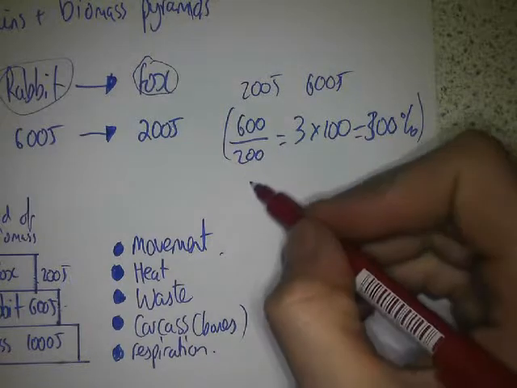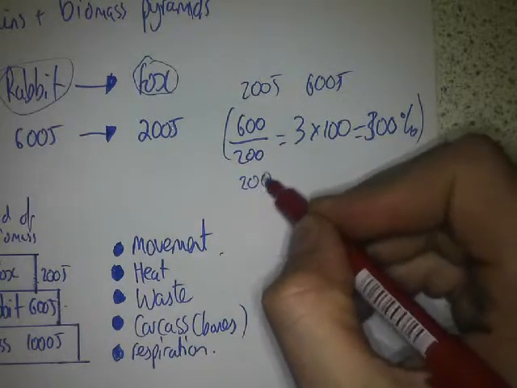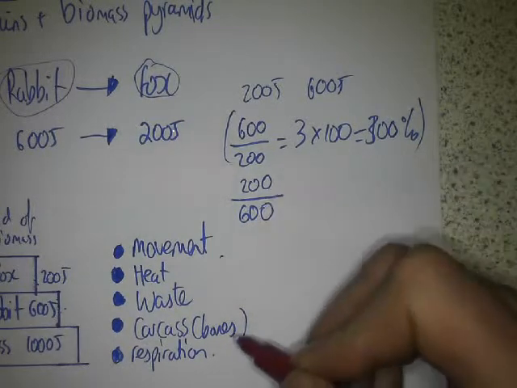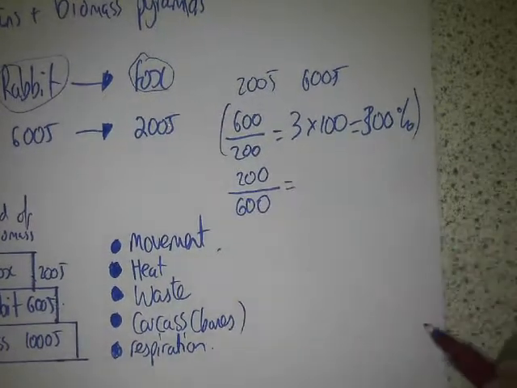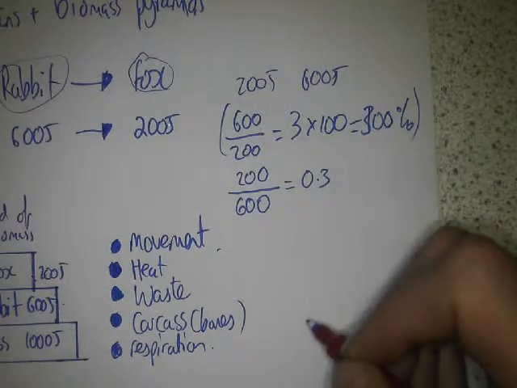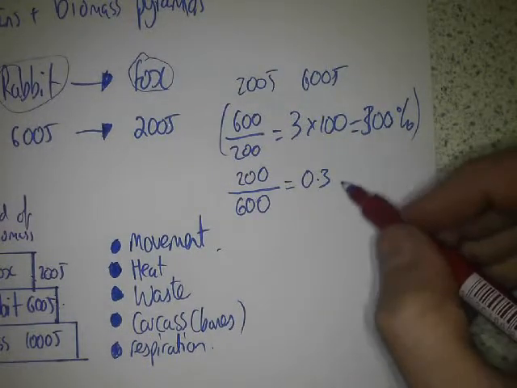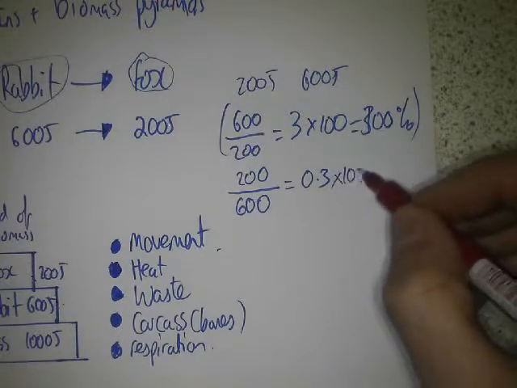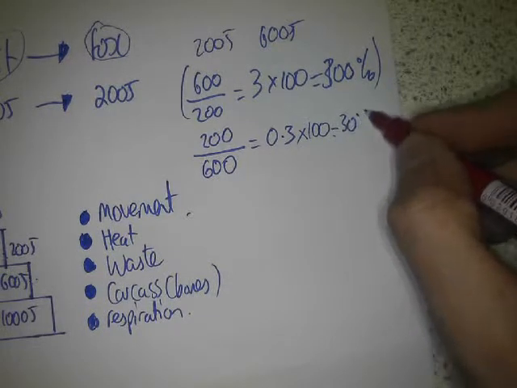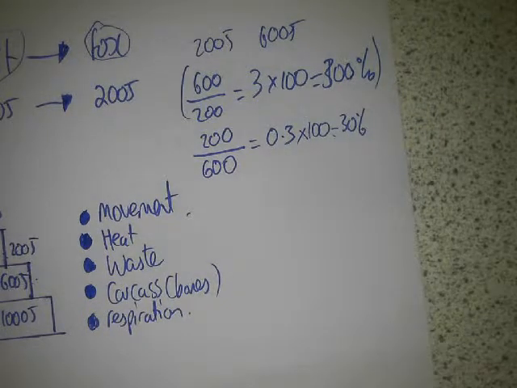So the fox gets 200 joules. There was 600 up for grabs. Only got 200 though. So you do that sum, which is a third, 0.3. Times that by 100. That will equal you 30%. Okay? 30%. So 30% of the energy goes in to the fox from the rabbit.